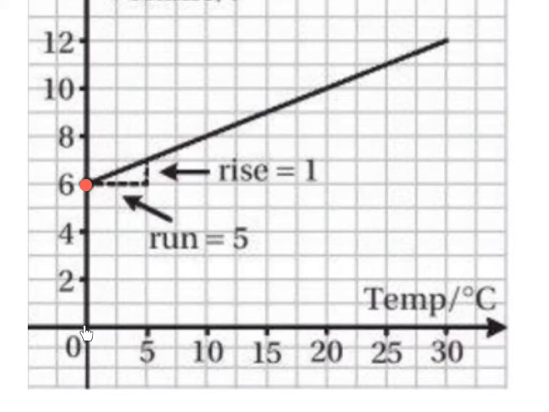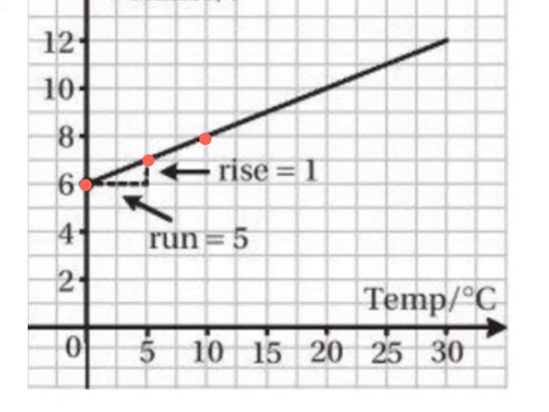From 0 to 5 is obviously 5 across, and then 1 up. We're going from 6 to 7, and we would plot another point. Then we could repeat that again. 5 across, so we'd end up at 10 now, and 1 up, so we'd end up at 8. So 5 across and 1 up, and plot another point.